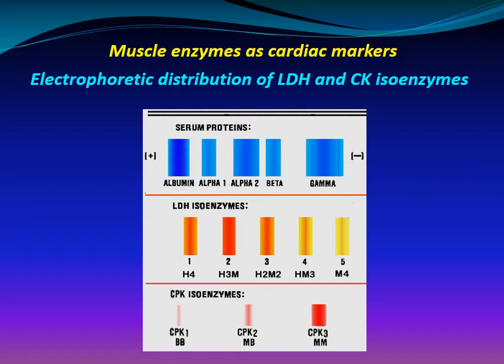The ratio of CK-MB to CK-MM is different for each tissue. The skeletal muscle content of CK-MB is less than 1% of the total CK activity, whereas the myocardial content of CK-MB is about 25 to 50% of the total CK activity.